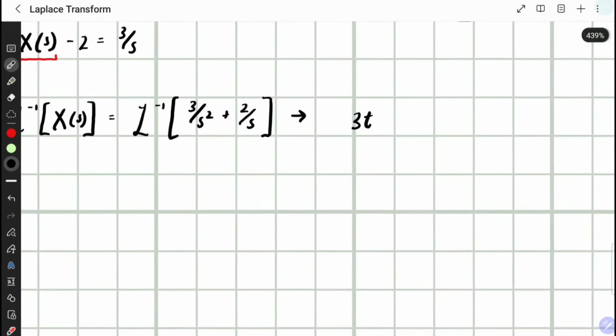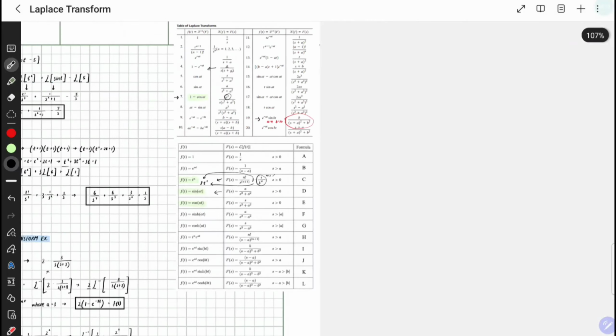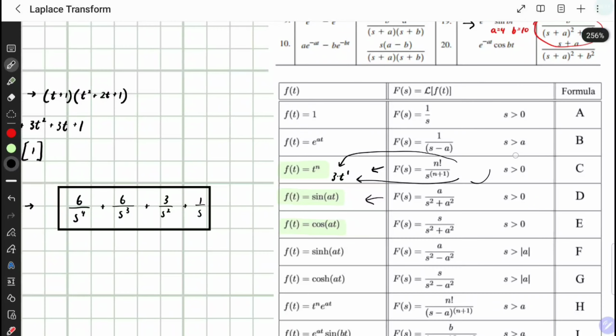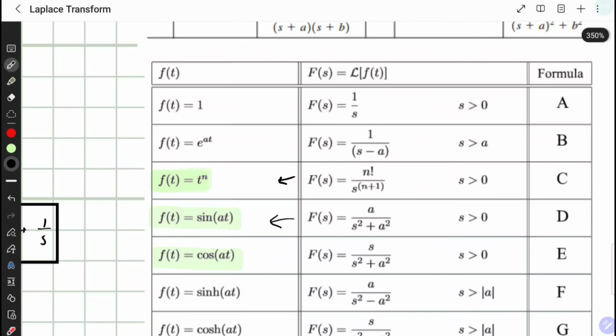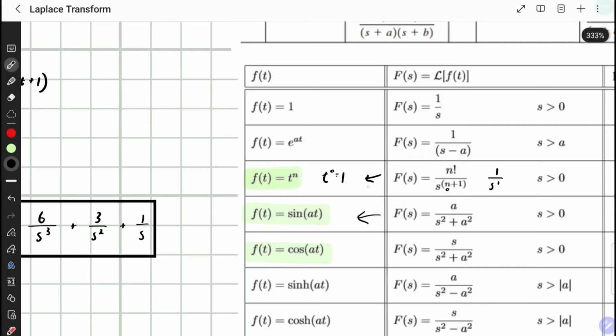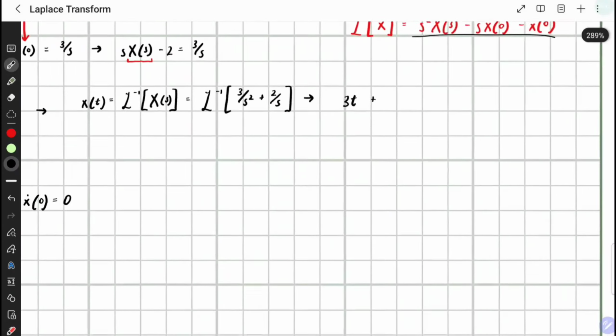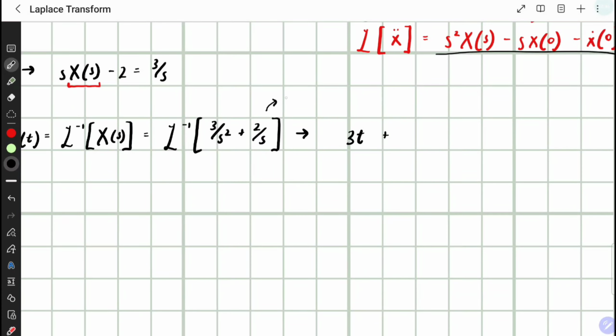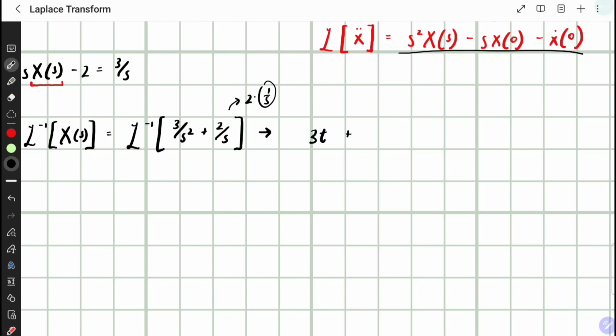2 over s, same thing. Now our denominator will have to be s to the first power, which means n has to be 0. So 0 factorial is just 1 over s to the first power, and n is equal to 0, which means t to the 0 is equal to just 1. So our inverse Laplace of 1 over s is just 1. But here we have 2 over s, so that's just 2 times 1 over s. We know the inverse Laplace of 1 over s is just 1. So 2 times 1 is just 2.